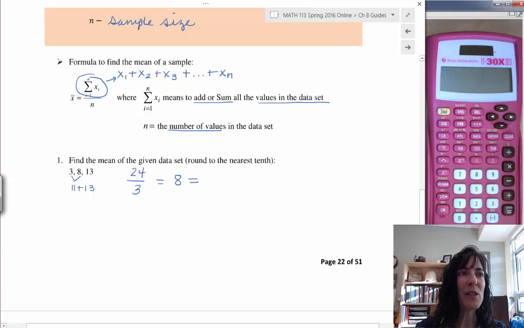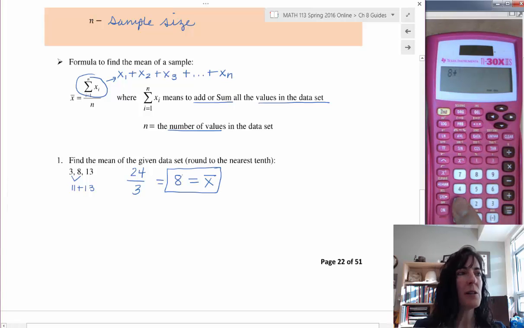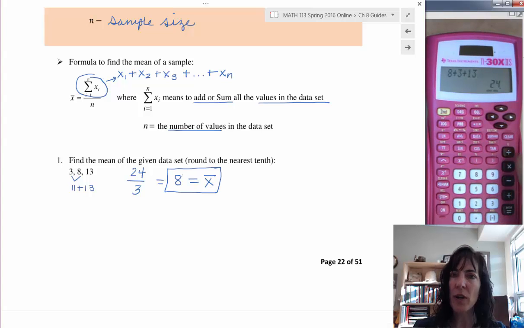And so that is, I don't know if it's a sample or a population because I'm not told, so I can just guess. Since there's only 3, it might be a sample mean that I just found, and so I can put x bar on it. And it said round to the nearest tenth, but I didn't even need to round because it came out to a whole number. So that's my first mean. I could do it on the calculator, 8 plus 3 plus 13, and I get 24, and then divide by 3, and I get 8. So I've double checked myself there.